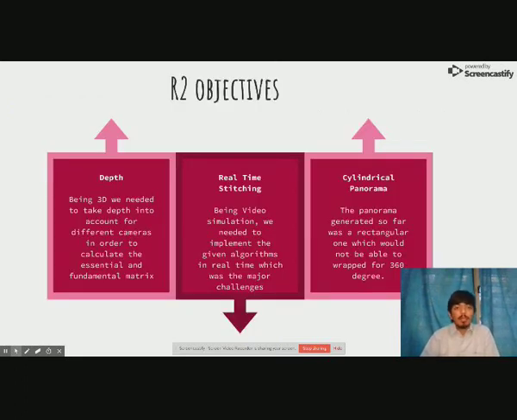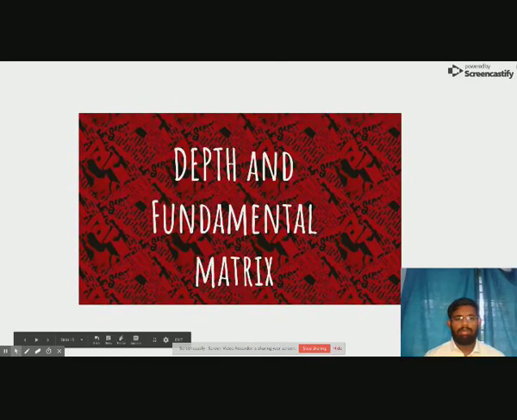These were the major objectives also in our R2, being depth, real-time stitching, and cylindrical panorama. Real-time stitching was important because since it's a video simulation, we needed to find a way so that we could real-time stitch the videos that we were generating. Also, the cylindrical panorama generation was important since it's not possible to wrap a rectilinear panorama around. So I'll be discussing depth and fundamental matrix.